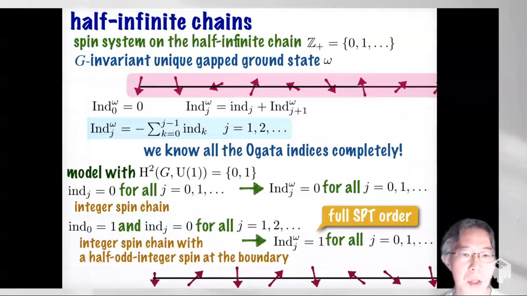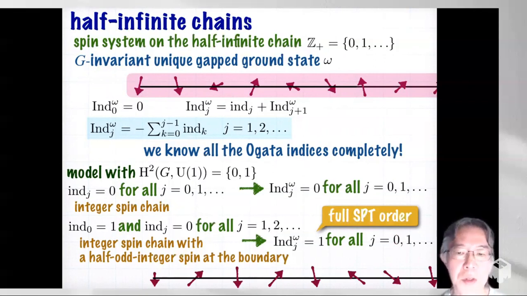So this means that, oops, here's a typo. This should be, I'm sorry, J from 1 to 3. Ogata index 0 is 0, I'm sorry. So this starts from J equal 1, okay. But anyway, J equal 0 doesn't count. So this J equal Ogata index at 1 looks at the transformation property here, or the entanglement between here and here. So all the meaning for the Ogata index is for J which is larger or equal to 1. Okay. So we have full SPT order.